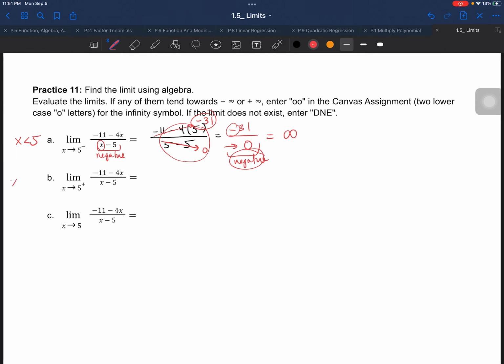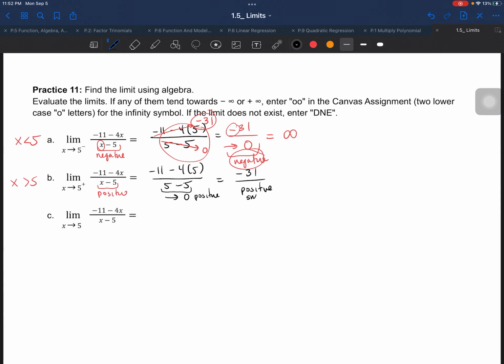Let's try the next one. x is greater than 5 in this case, so that would be like 6 minus 5, which is a positive value. Same argument as before, we end up getting (-11 - 4·5) over (5 - 5). Again, this is going towards 0, but on the positive side, so it's -31 over a 0 on the positive side.